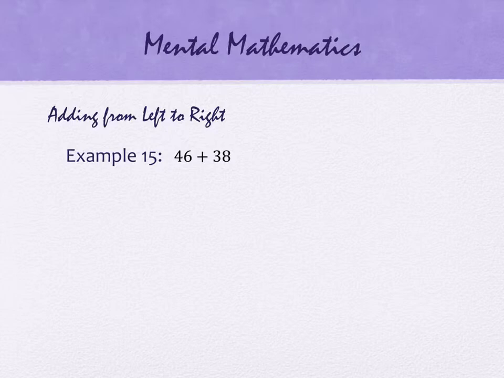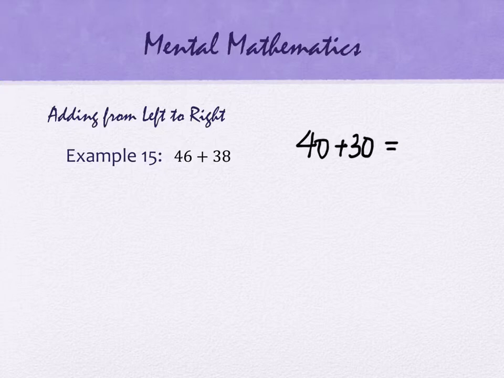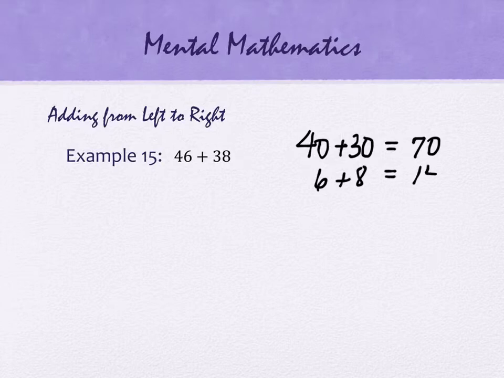We have 46 plus 38. So the first one says that we're going to add from left to right. This is our method. So what we're going to do is add the tens digits together first. So we have 40 plus 30, which gives me 70. And then we add the ones digits, 6 plus 8, which gives me 14. And then instead of adding 46 plus 38, we end up adding 70 and 14, which is easier to add than the first two numbers were. That's 84.